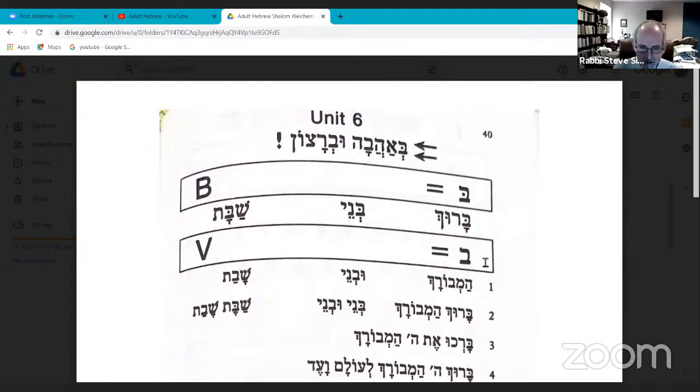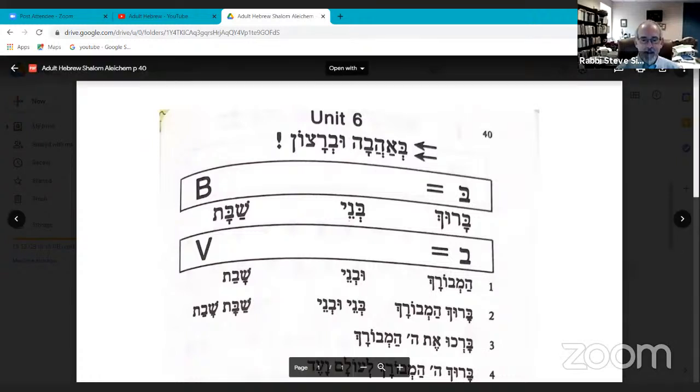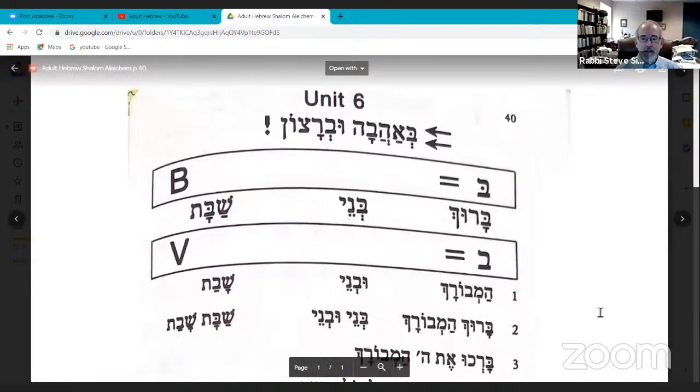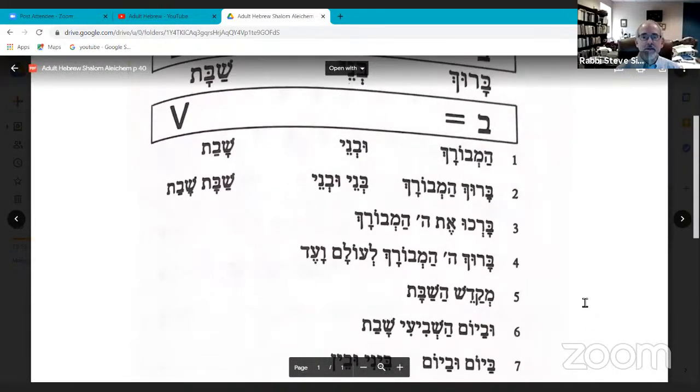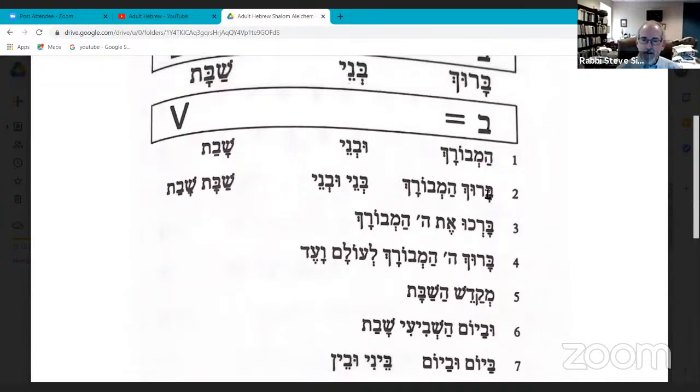It is a V, it is a Vav. This is the vet. You have to pay attention and understand that there is no dot in the center. It looks like the bet, but there is no dot in the center. So please pay attention. Please practice that. This is the vet. And we'll be moving slowly on lines 1 and so on that have the vet within.